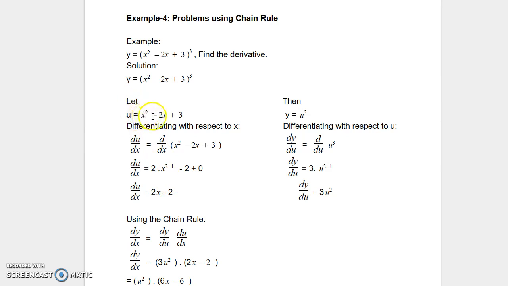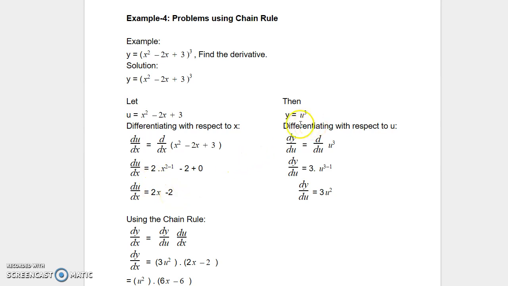U is equal to x squared minus 2x plus 3. U is a function of x. Therefore, we're going to differentiate it with respect to x. du by dx is equal to d by dx of x squared minus 2x plus 3. d by dx of x squared, we can use the power rule here, and when we use the power rule, it translates to 2 times x to the power of 2 minus 1, minus d by dx of 2x is 2, and d by dx of plus 3 is 0, which is a constant. So therefore, we can simplify it as 2x minus 2.